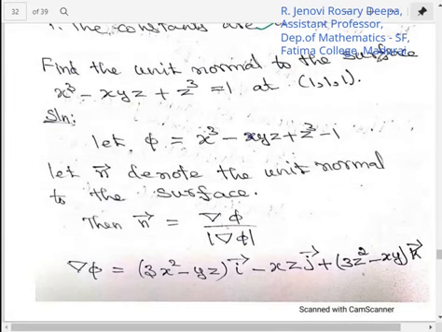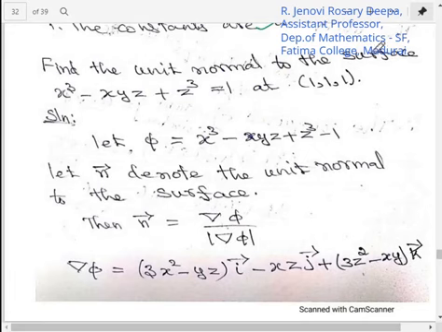Find the unit normal to the surface x cube minus xyz plus z cube equal to 1 at the point 1, 1, 1. I think this is the 7th problem in the worked out examples. I have already told you, when I taught those problems, that the 7th problem was missed out. I will teach it later, so this is that 7th worked out example.